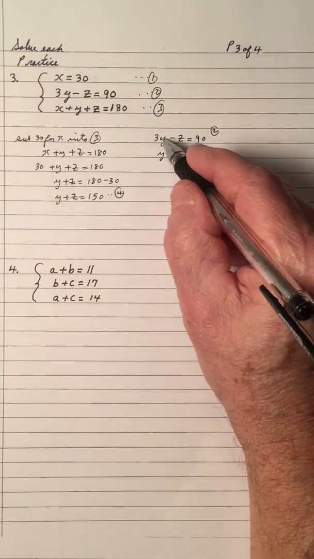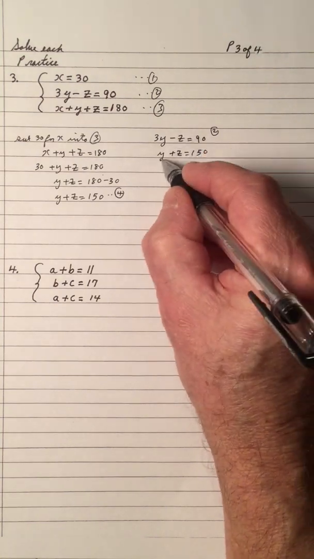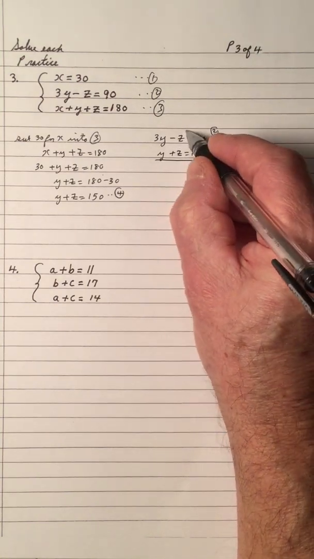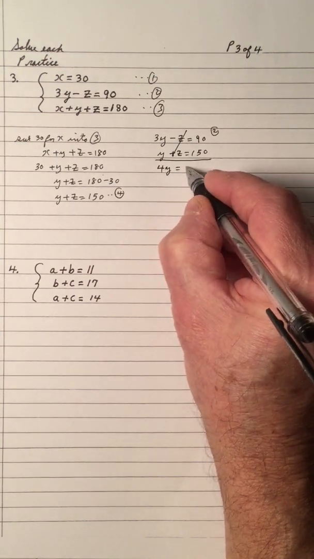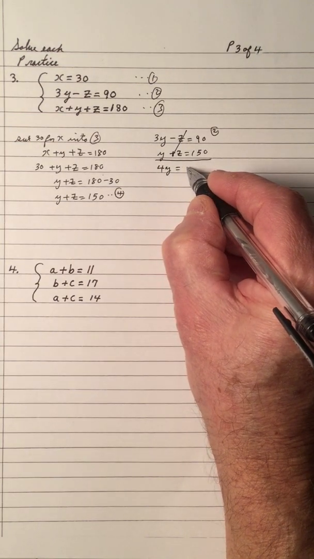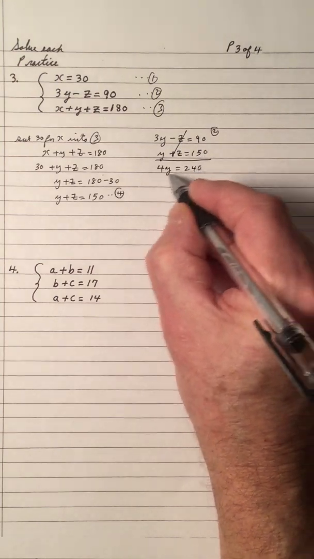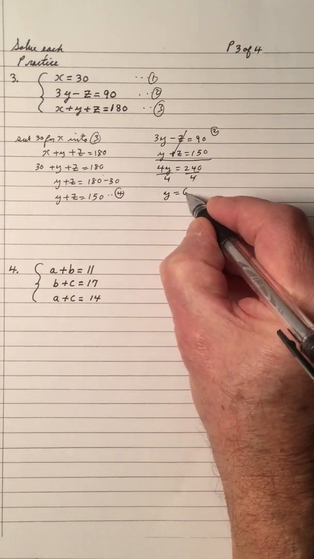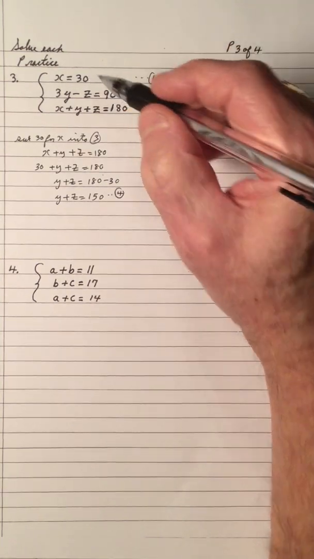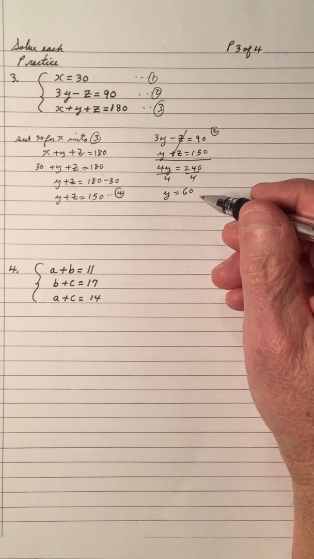So notice you got a y, you got a z, you got a number. Notice that the z's are automatically opposite each other, so don't have to multiply. So 4y equals, and if you add them up, you get 150 and 90 is 240. Divide by 4, and we get y equals 60. So we have x is 30 and y is 60. So we got 2 options.